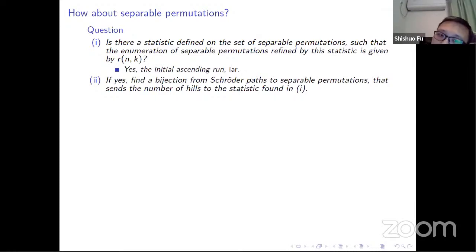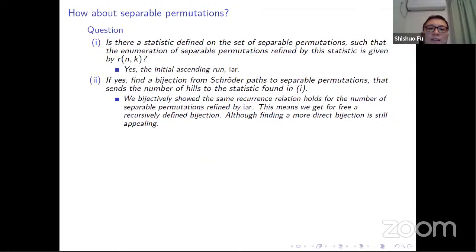But unfortunately, the known bijections from Schroeder paths to separable permutations in the literature are not easy, to say the least. They are usually a combination of several bijections, which makes understanding the transfer of this statistic a little bit difficult, to say the least, I guess. So I didn't do that directly bijectively, but we do it recursively. In other words, relying on the model of separable permutations, using this new statistic IAR, we were able to do the same thing as we did on the Schroeder paths. We combinatorially explain why these recurrences hold in terms of separable permutations.